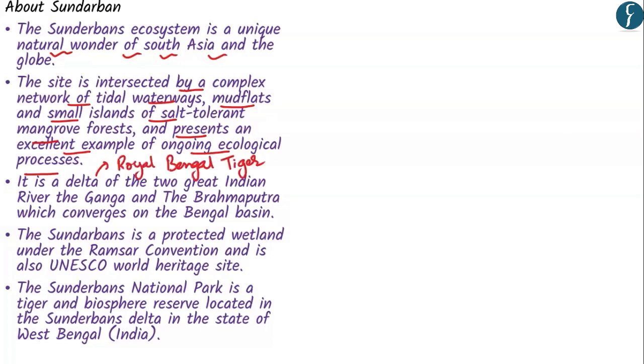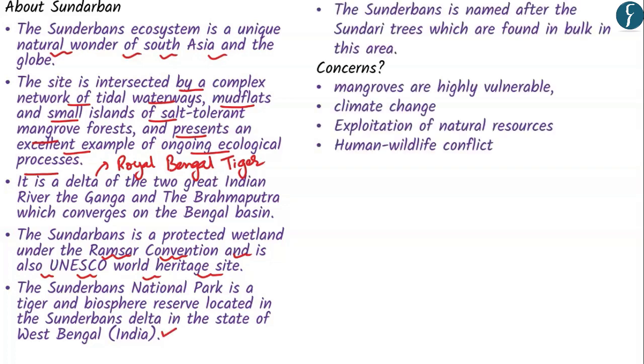The Sundarban is a protected wetland under the Ramsar Convention and also a UNESCO World Heritage Site. Sundarban National Park is a tiger and biosphere reserve located in the Sundarban Delta in the state of West Bengal, that is in India. The Sundarban is named after the Sundari trees, which are found in bulk in this area.